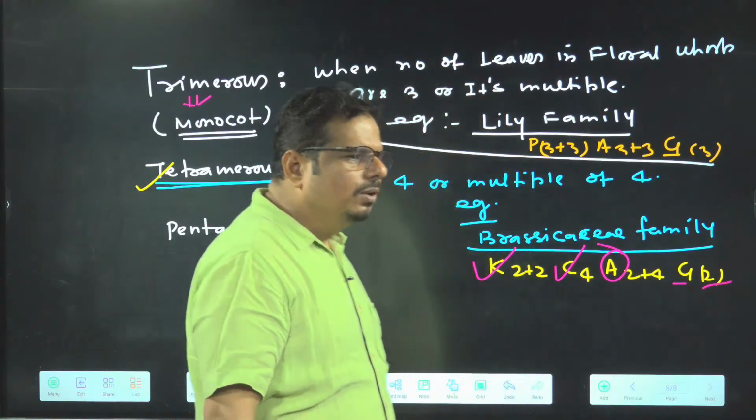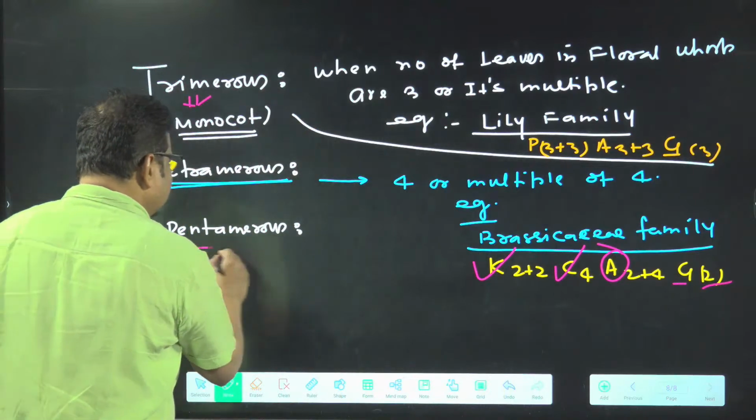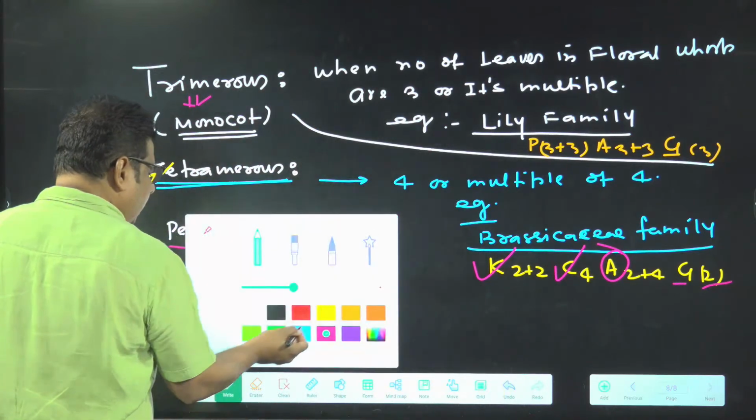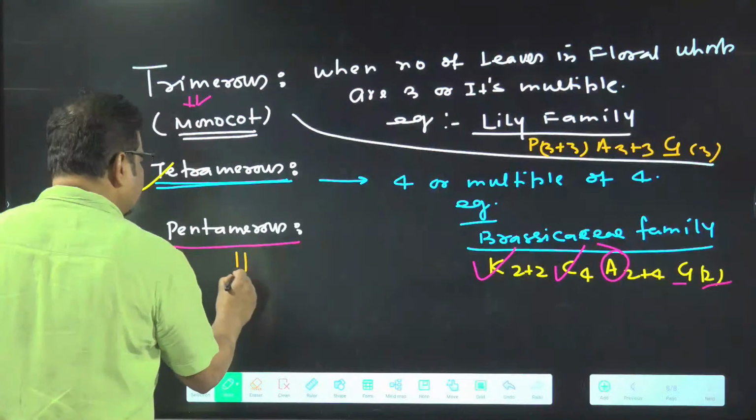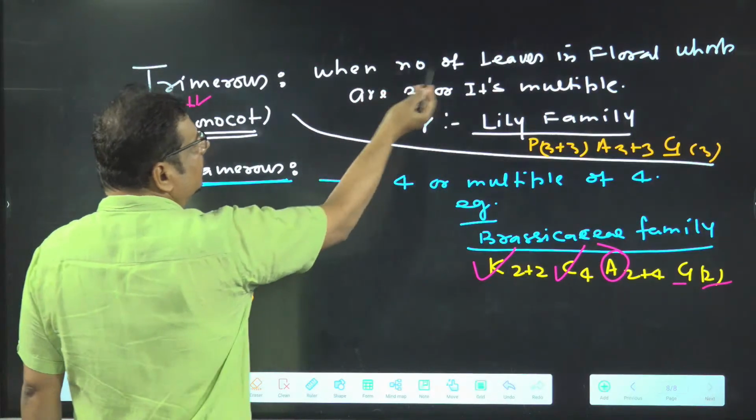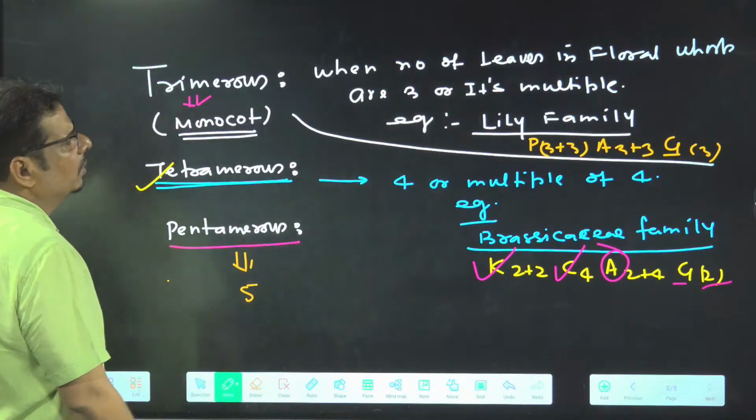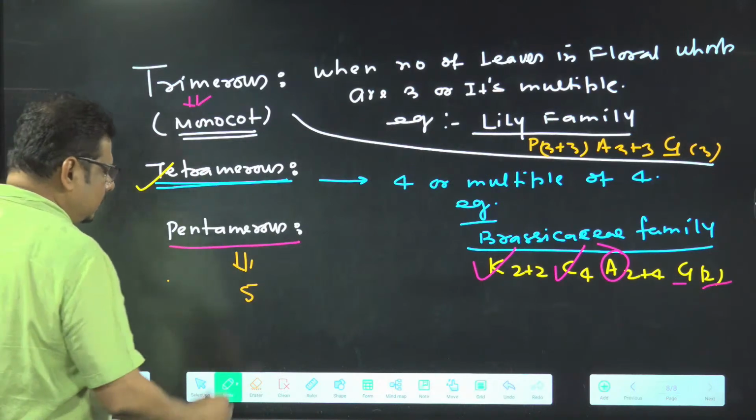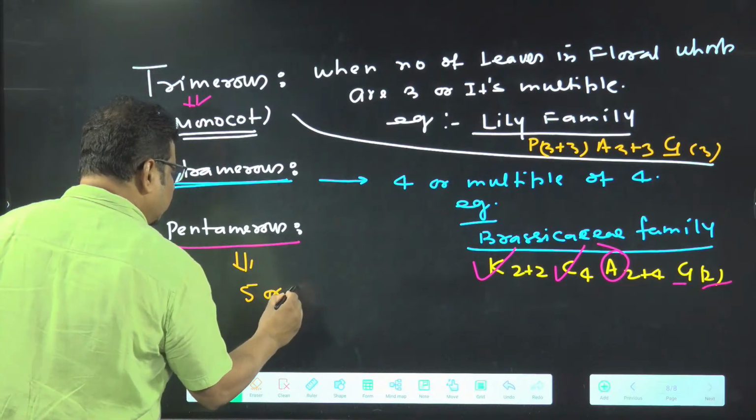Now we are coming to Pentamerous. What in Pentamerous? Simple, 5 or multiple of 5. Simply I wrote in one line, when the number of leaves in floral whorls is 5 or multiple of 5.